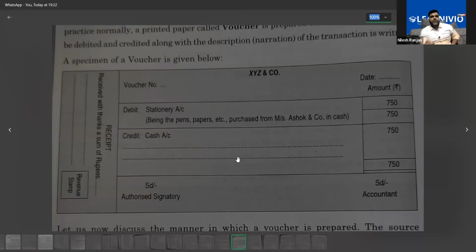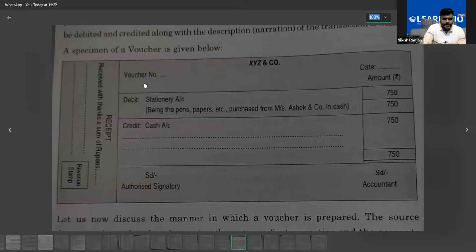Okay, so it is XYZ and Company and voucher number. First of all, in the heading, generally, if we are preparing a voucher for our company, obviously we will write the name of our company and then the voucher number. Here it is voucher number, date, then the amount column, debit and credit items. In the debit, we have purchased stationery, so stationery account on the debit and cash account on the credit.